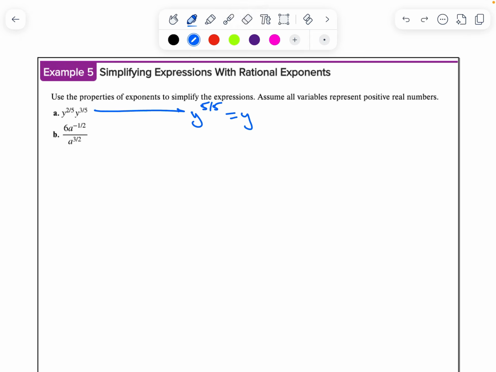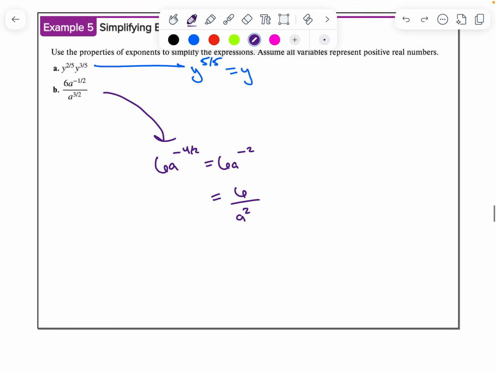The second one, 6a to the negative 1/2 over a to the 3/2. That's the same thing as the second rule. We can subtract the exponents. Negative 1/2 minus 3/2 is 6a to the negative 4/2. That's the same thing as 6a to the negative 2. And then the last rule on that sheet had to do with negative exponents. That's the same thing as 6 over a to the 2. Because a was the only thing to a negative exponent, it was the only thing that got moved to the other side of that fraction.